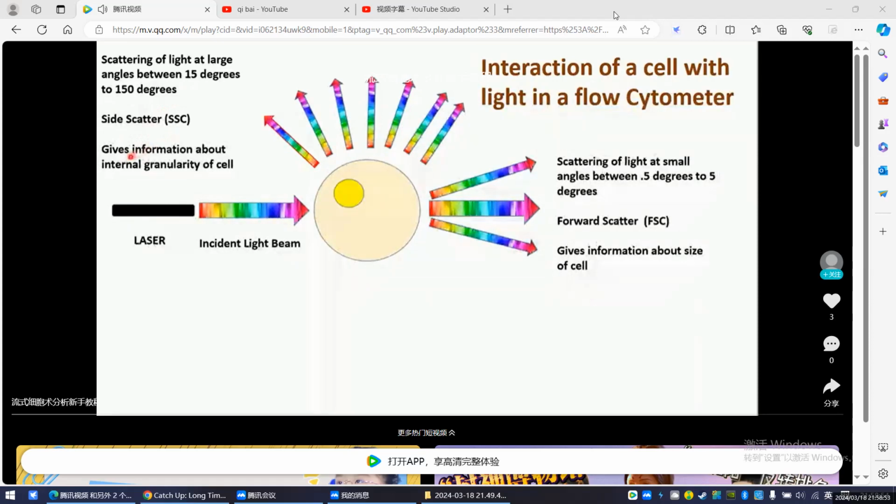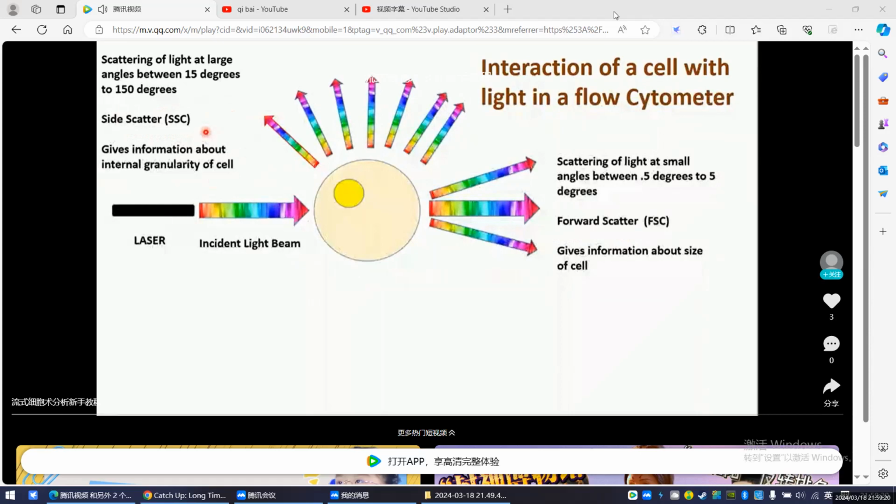Side scatter is going to give us information about the internal granularity of the cell. So if we have a bigger size, then we get a different type of forward scatter, and if we have different kinds of granularities inside the cell, then we have different values of side scatter. So forward scatter and side scatter are two basic parameters of flow cytometric analysis.